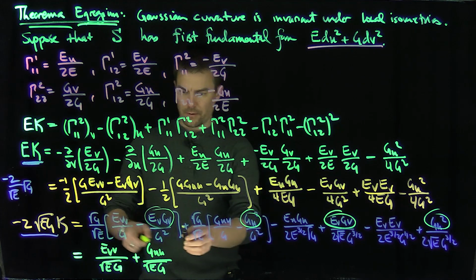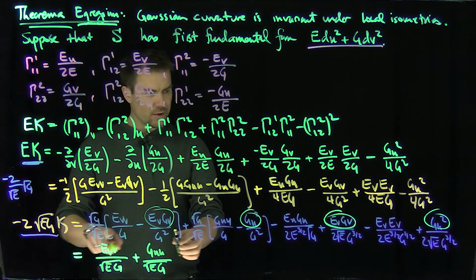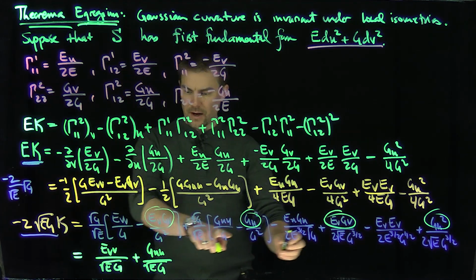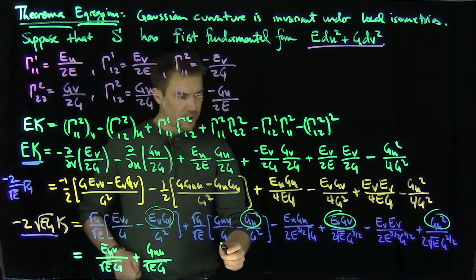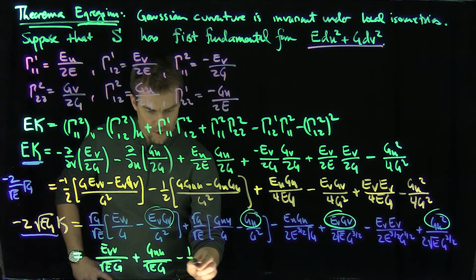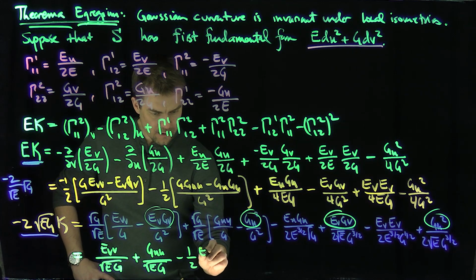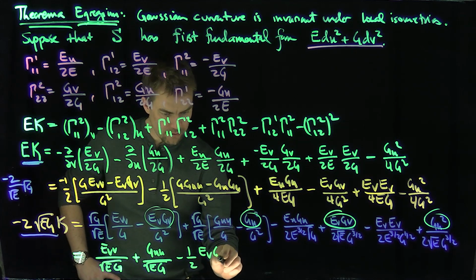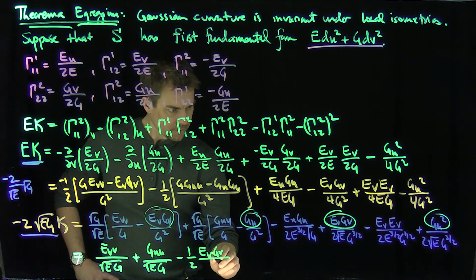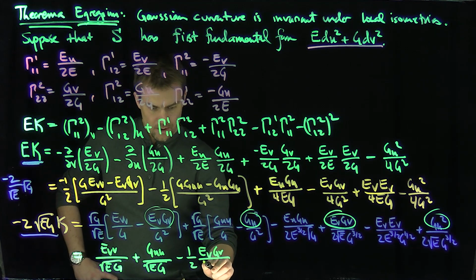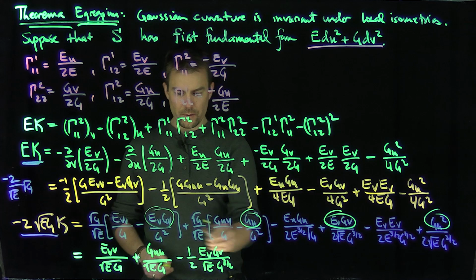So let's look at this term over here first. So that's going to be a negative. These terms are equal and opposite, except that I have 2 of them over here. So what we're going to have over here is a negative 1/2 EVGV over, I'm going to write it like this, root E and then G to the 3/2 power. Good. That takes care of those 2 terms.